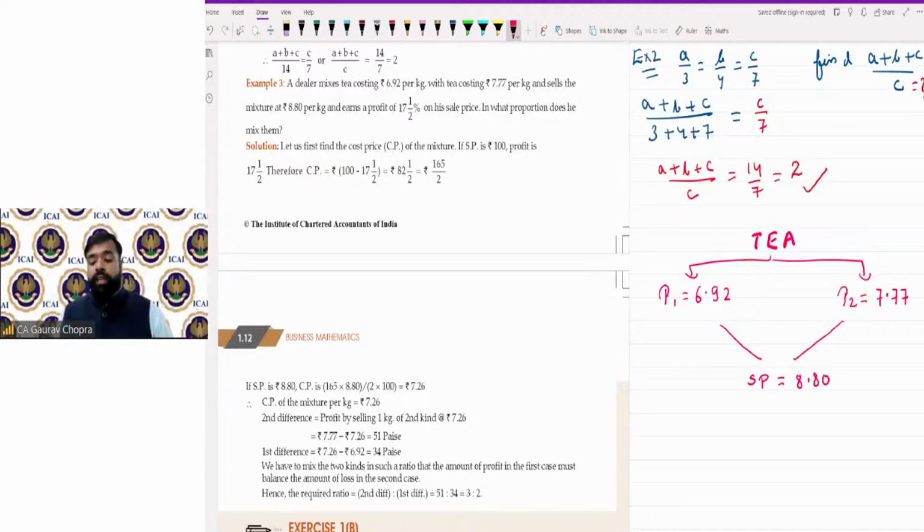Then we have to find what is the proportion. In what proportion did he mix the two varieties of tea? This we have to calculate. So first of all, cost price 1 is given and cost price 2 is given. And after mixing, the selling price is given instead of the cost price. So after mixing both, we first have to calculate what the cost price is.